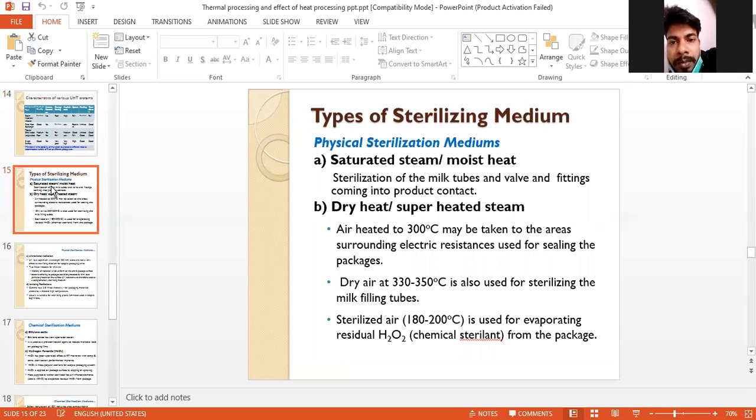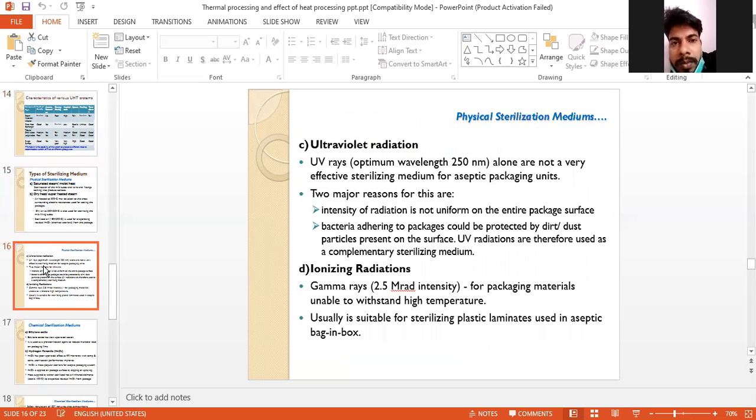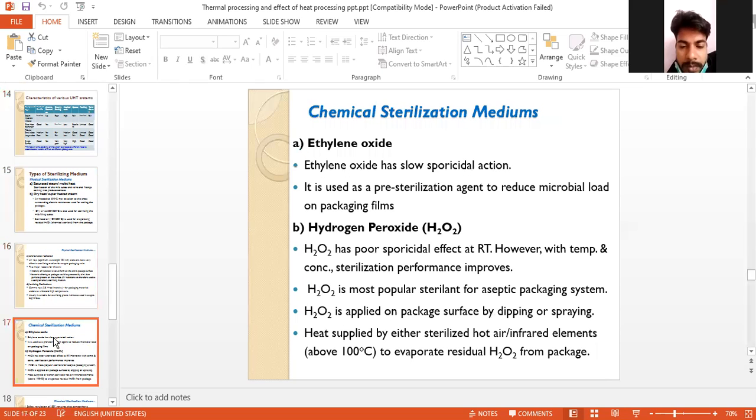So for that we are using saturated steam and dry heat steam. We have already discussed ultraviolet radiation, which is very useful, particularly in the case of cleaning or sterilizing the packaging units. Besides that, we have discussed ionizing radiation, which is gamma rays, also used for sterilizing the packaging material, laminates particularly. So now we have to discuss another very common chemical sterilizer that we actually use.